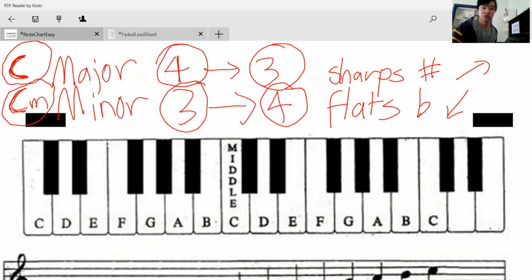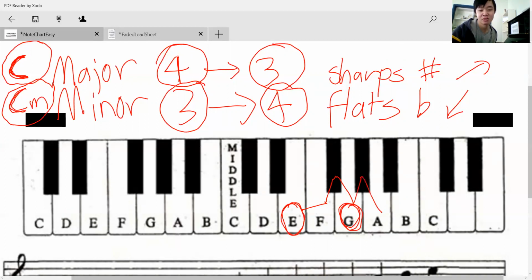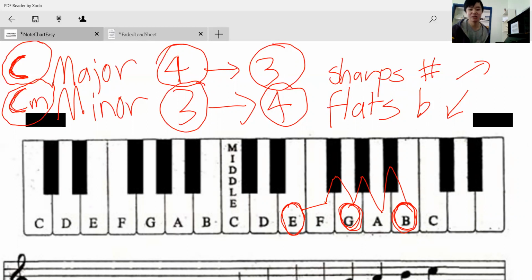So first, in E minor, we have to start on an E. So I'm going to start with this E over here, and I'm going to move up 3. So I'm going to go 1, 2, 3. Okay, and my next note is going to be a G. Now from this note, I'm going to go up 4. 1, 2, 3, 4. Okay, and my next note is going to be a B. And if I press all 3 of those notes down, that's going to be my E minor chord.